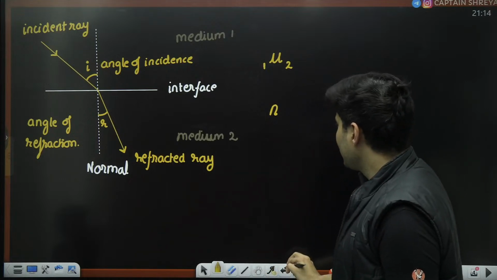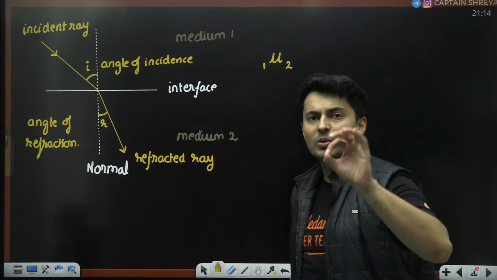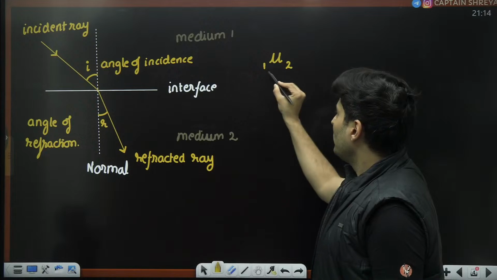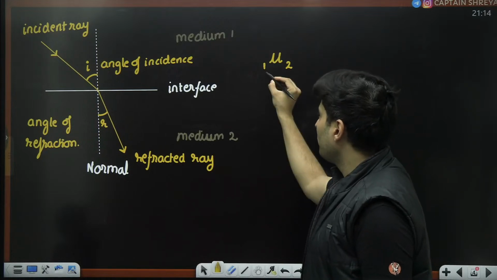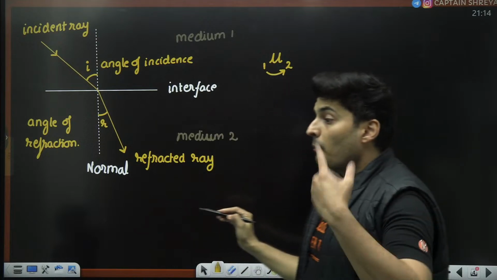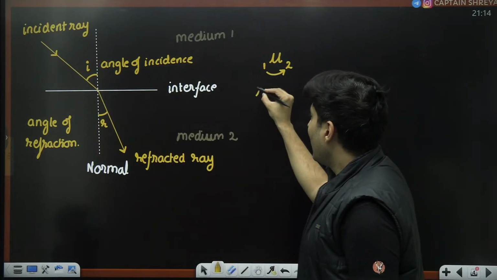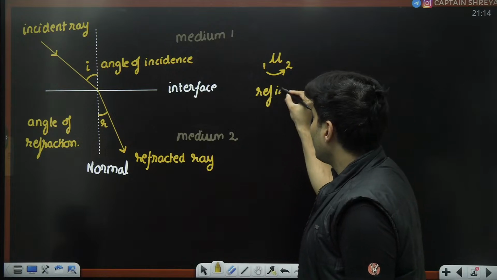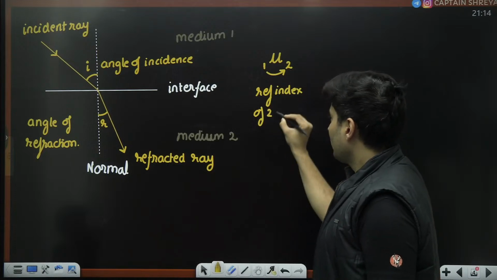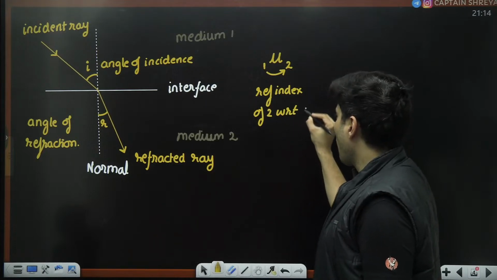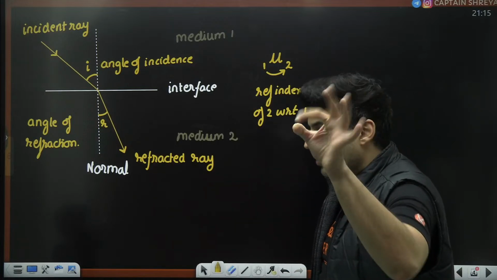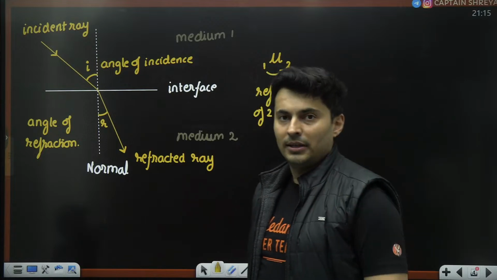Okay? All these things are basically the same thing. Instead of mu, they use n. Don't get confused. 1 mu 2 means the light has traveled from medium number 1 to 2. But while saying it, I will say refractive index of 2 with respect to 1. That is how it is basically called.